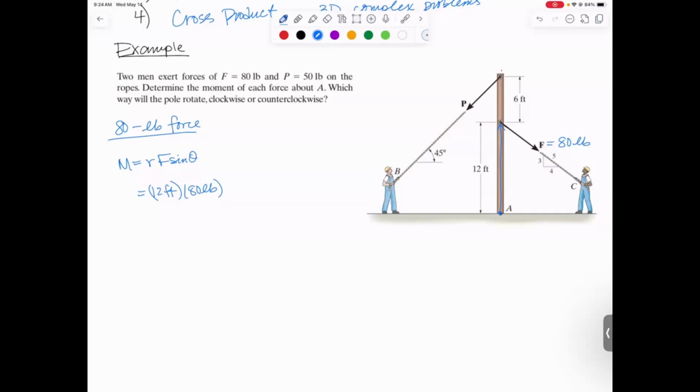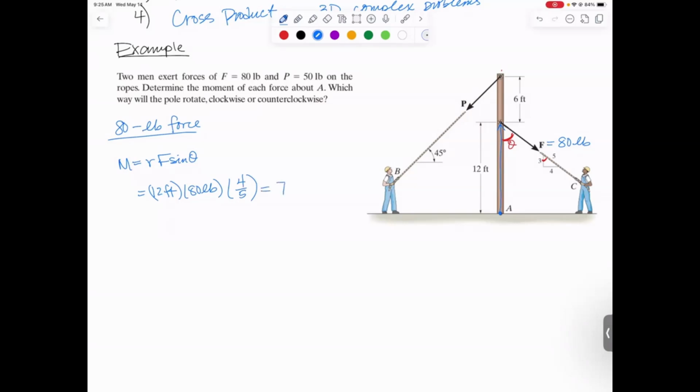And then I need the sine of theta. How am I going to get the sine of theta? Well, the easiest theta to use is this one right here, and that angle matches this angle on my little 3, 4, 5 triangle. So to get the sine of this little angle, sine is opposite over hypotenuse. So I'm going to use the opposite side, 4, over the hypotenuse, 5. 4 over 5 is the sine of the angle.